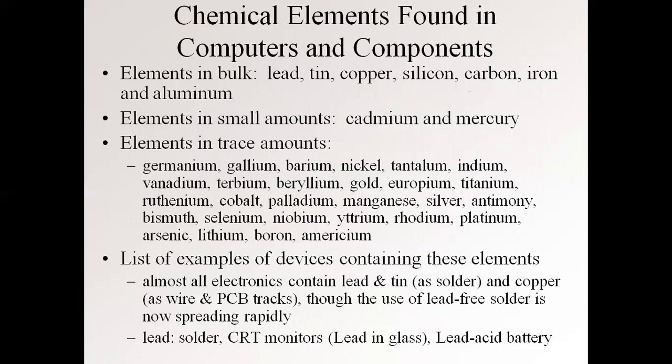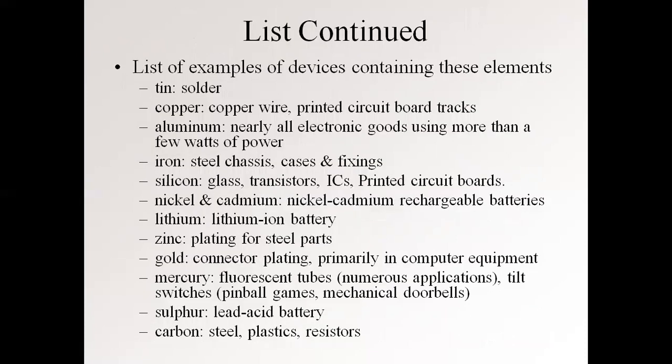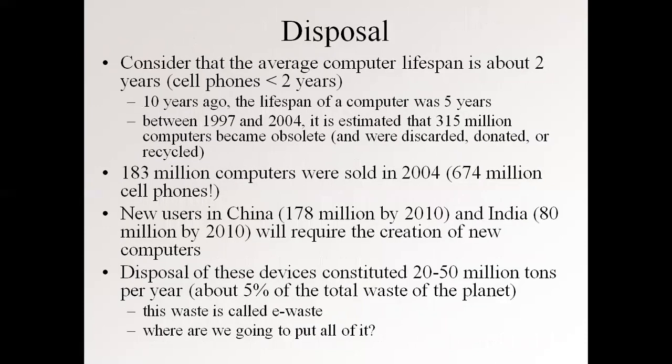So the chemical elements found in computers and components in bulk are lead, tin, copper, silicon, carbon, iron, and aluminium. Now we will see disposal of these old electronic components.